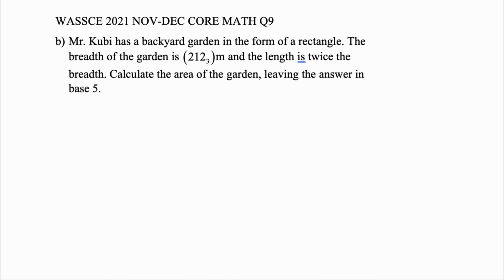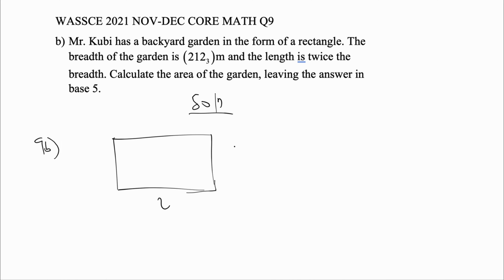Mr. Kubi has a backyard garden in the form of a rectangle. The breadth of the garden is 212 base 3 meters and the length is twice the breadth. Calculate the area of the garden, leaving the answer in base 5. So let's begin with our solution. So we draw Mr. Kubi's backyard garden. This is the length, this is the breadth.